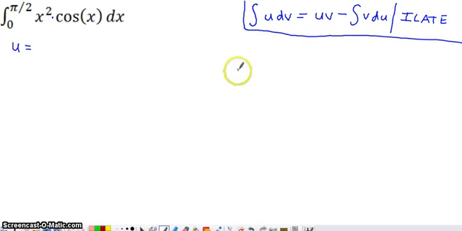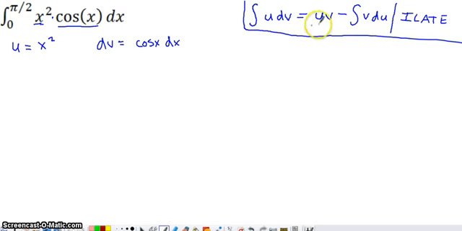And the closer something is to the front of this acronym, the more likely it is to be let equal to u. So we have an algebraic piece within this integrand and a trigonometric piece. Following the acronym, algebraic is before trigonometric, so I'm going to let u equal the algebraic piece, and I'm going to let dv equal the trigonometric piece, which is cosine of x, and the dx is going to be attached to that as well.